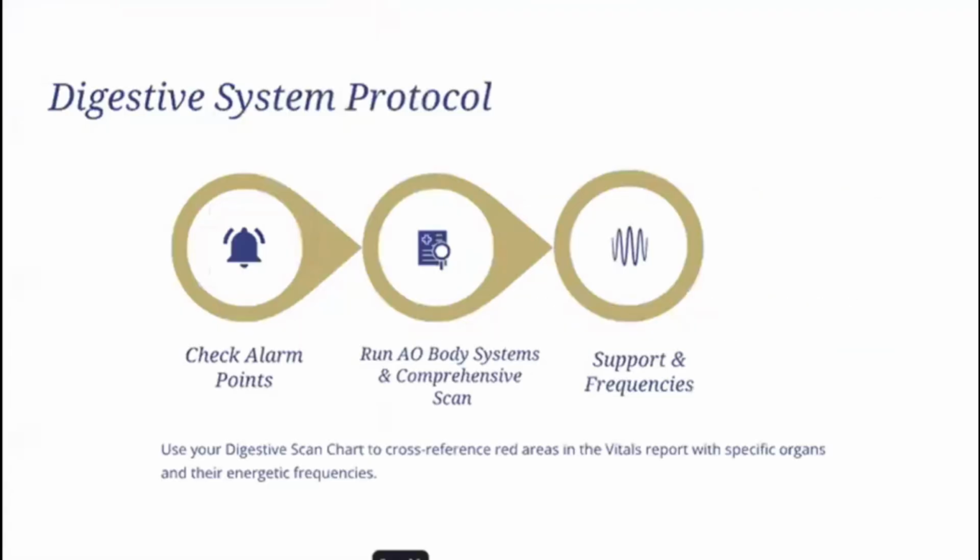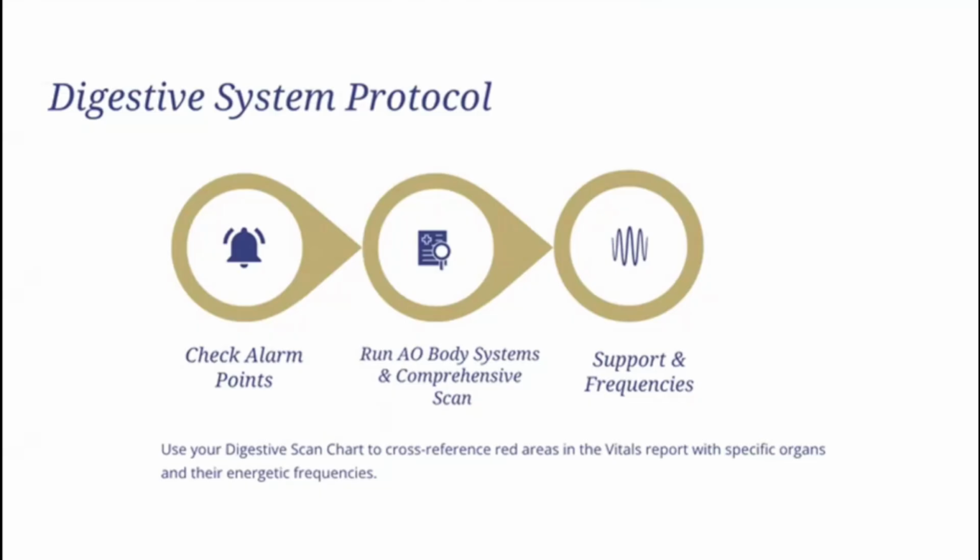So, digestive system protocol: we check the alarm points. We want to check the specific digestive alarm points, so we have the stomach, the large intestine, and the small intestine. This can help determine where to focus your session or which body system may require deeper investigation. Then we're going to use the AO scan for further insight.